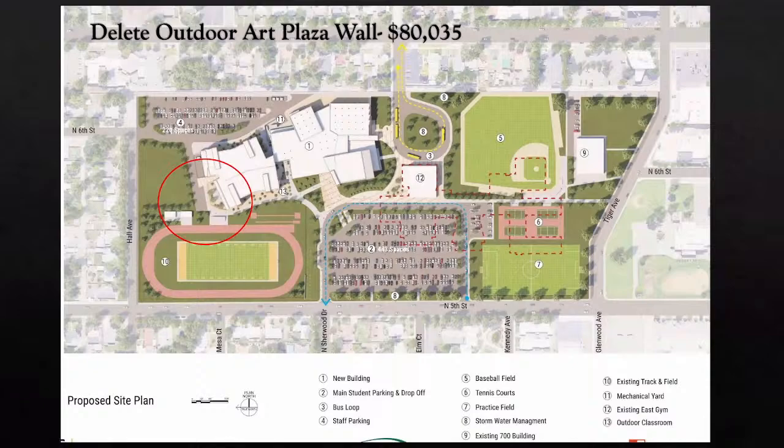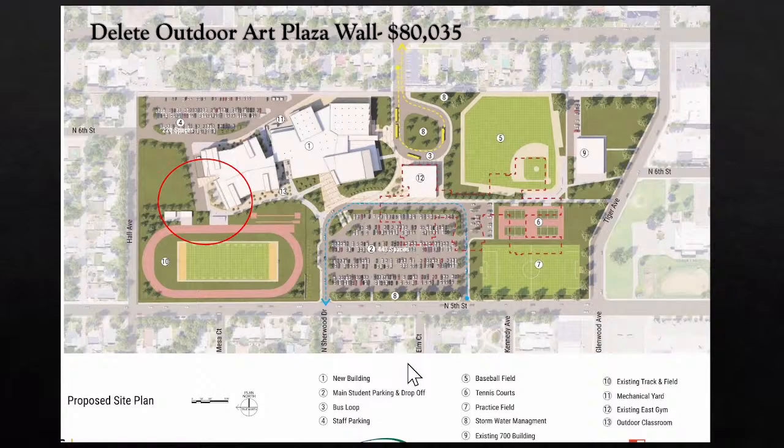This one is a little hard to see. Getting into these details would be a little tougher. There is an outdoor art plaza wall. Is there like tall metal screen walls around the art plaza? We have doors that go from the art rooms out, so it's kind of securing that zone. They're more decorative than the standard metal panels. Is this cost like removing everything? We've already simplified them, so we gain the savings there already. This is the rest of it.